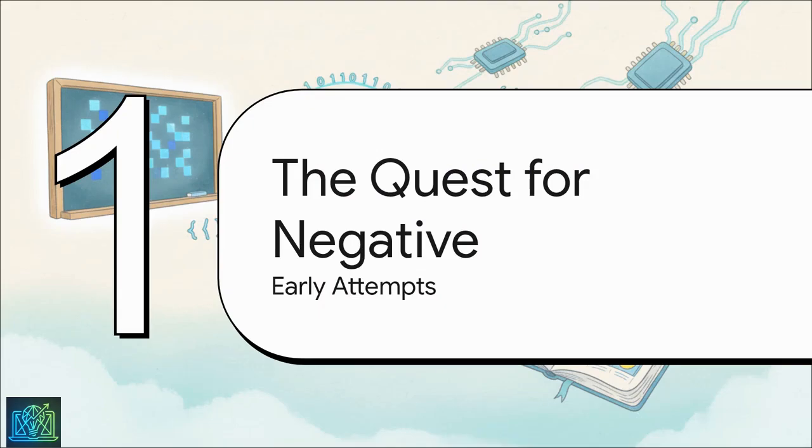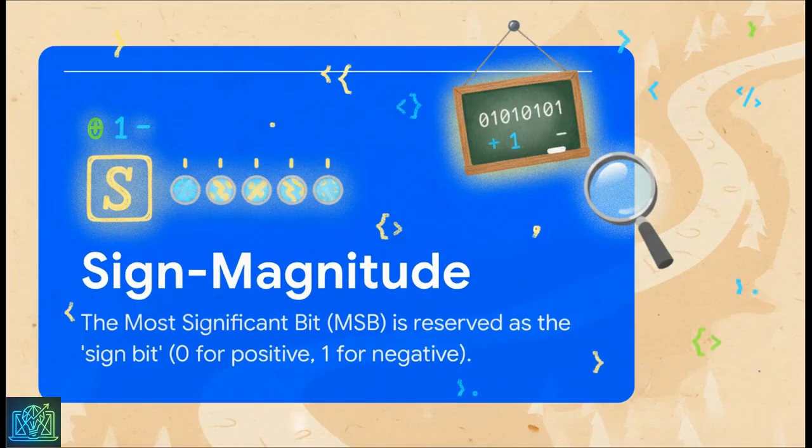I mean, these brilliant minds needed to invent a system, a set of rules for these switches that was simple, that made sense, and crucially, didn't need a bunch of complicated new hardware. Their first idea? Well, it's probably exactly what you'd think of first. They called it sign magnitude. And the idea was super intuitive.